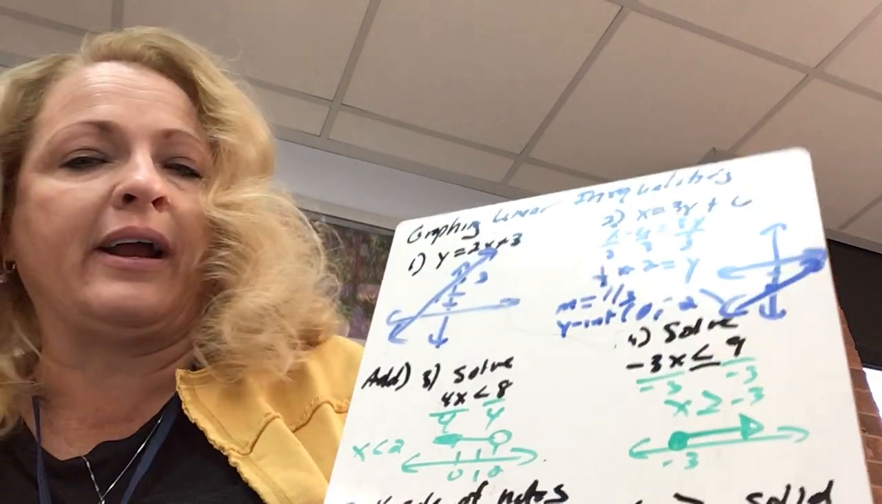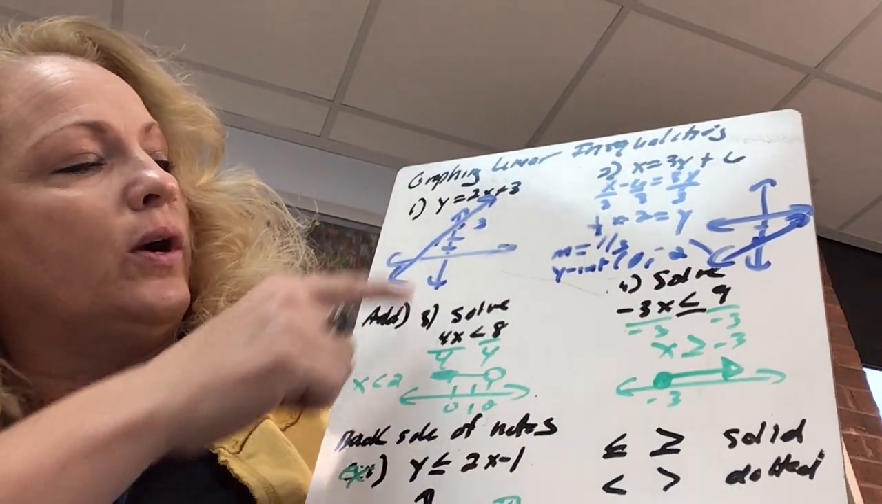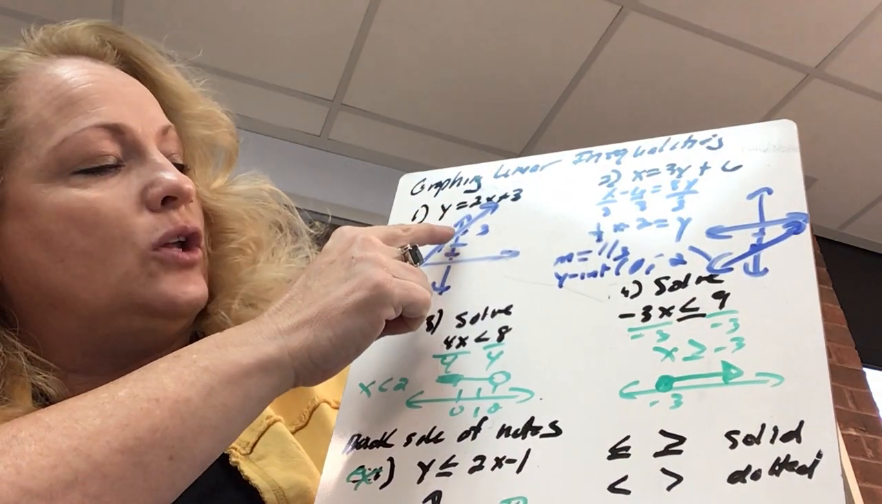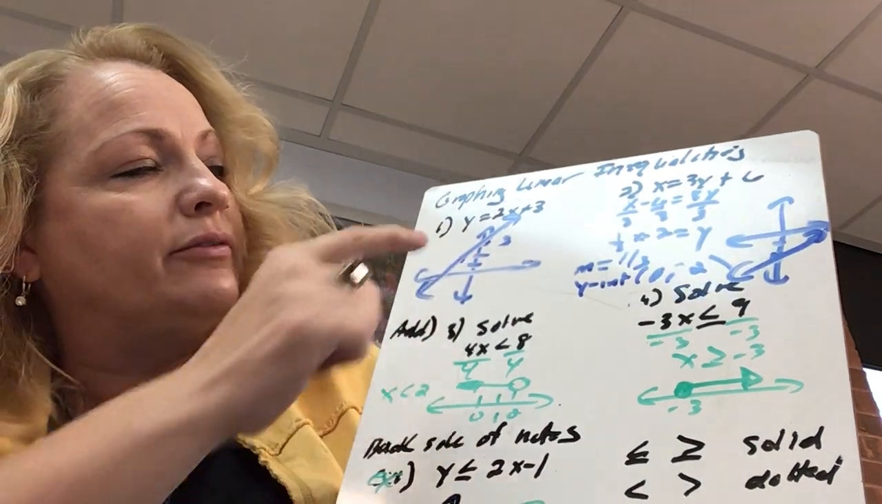And I've asked you to graph these linear equations. So number one's in slope-intercept form. So my y-intercept is (0, 3), my slope is 2. So I start at (0, 3), up to right 1, down to left 1.